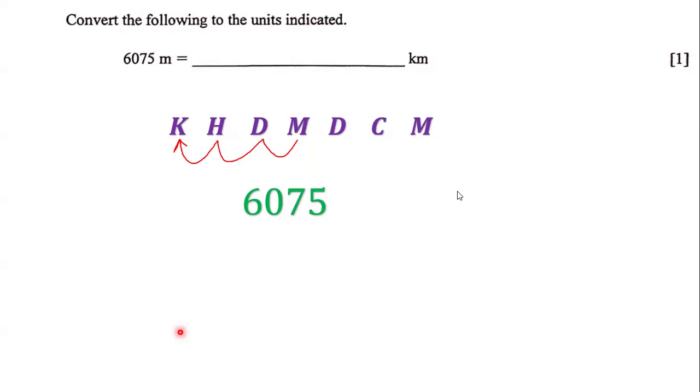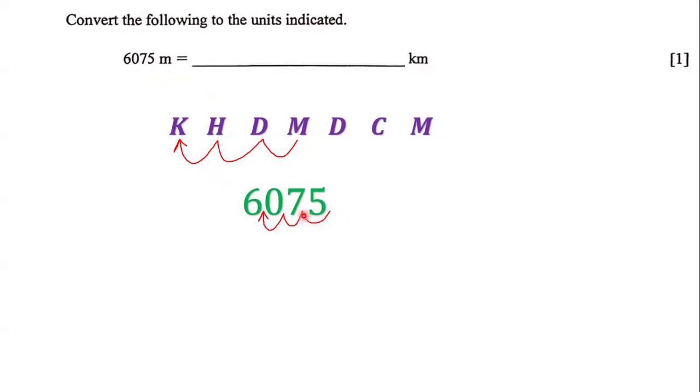Okay, so we need to move. How many times are we moving? Three times. To the left or to the right? To the left, right? So that means that our decimal point is here behind the 5, and we move over 3 times. So we take the same number, 6,075, and we move 3 times to the left.